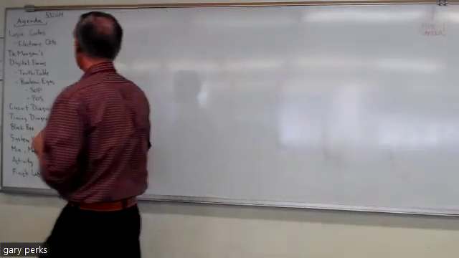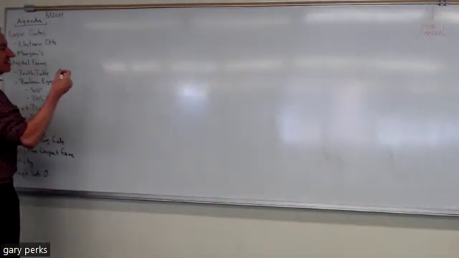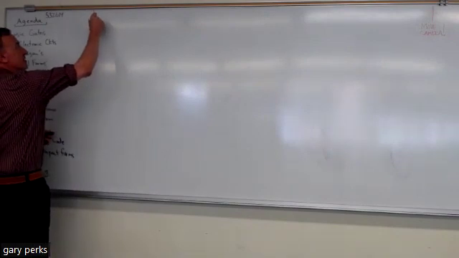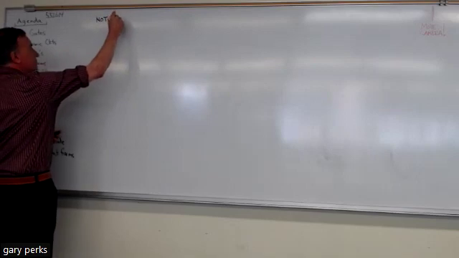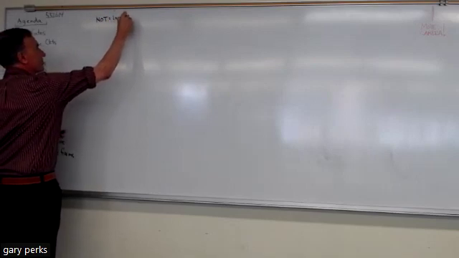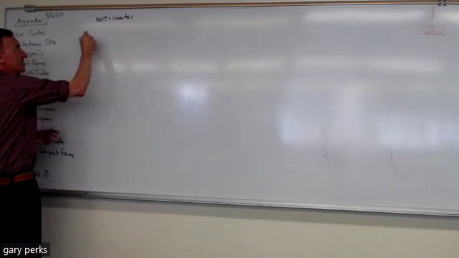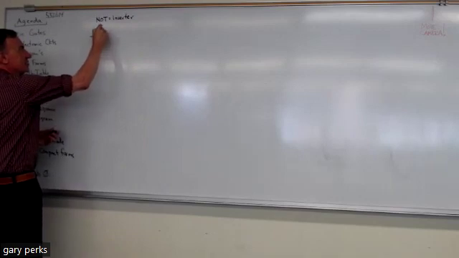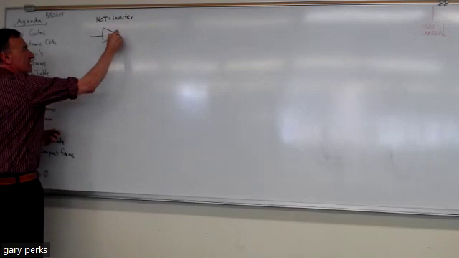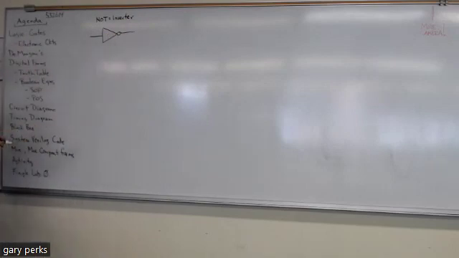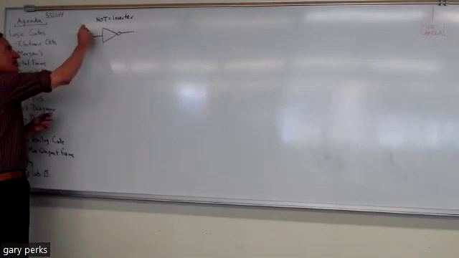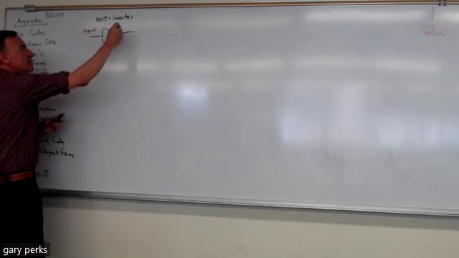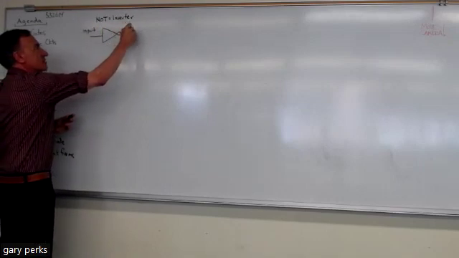The first logic gate we're going to talk about is the NOT gate, which is also called an inverter. The NOT gate has this logic symbol. It's an arrow with a little bubble, a little circle, on the point of the arrow. This is the input side, and this is the output.